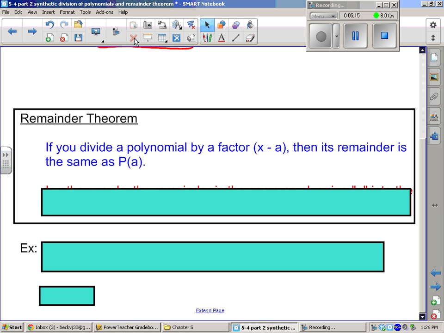Minus a, then the remainder is the same as p of a. Now don't be confused by the p. They use p for polynomials. That's the same thing as having like f of a or f of x.